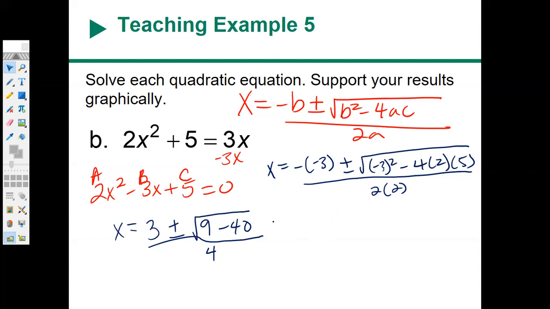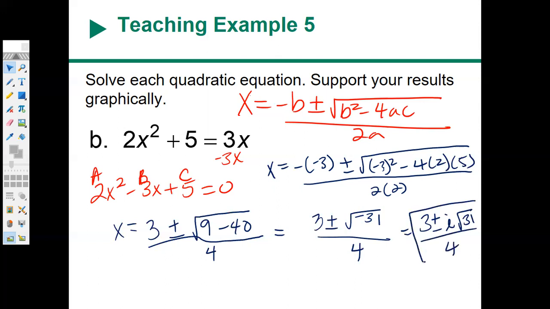All right. 9 minus 40 is negative 31, right? All over 4. All right, negative 31. So negative 31 isn't a proper way of writing this. We want to remove the negative outside. How do I take the negative out? What do I put in its place? The i. Perfect. So our answer is 3 plus or minus i square root of 31 over 4. And that would be your answer.